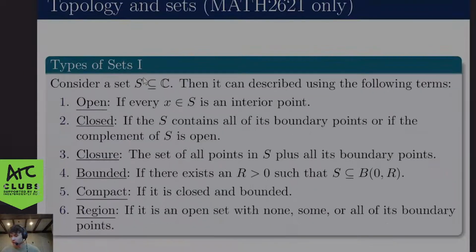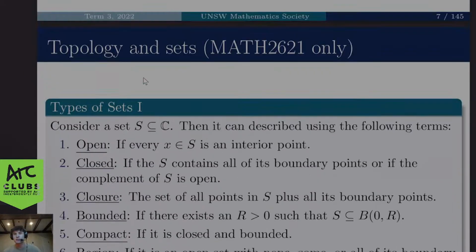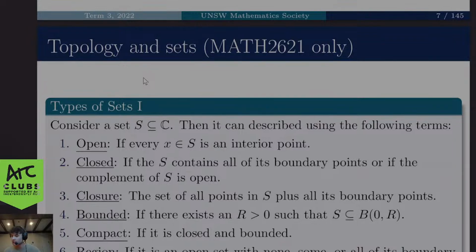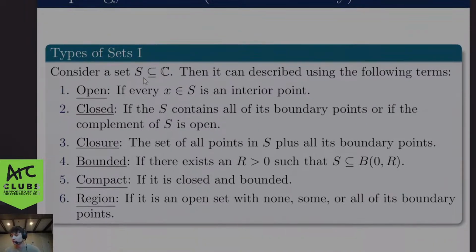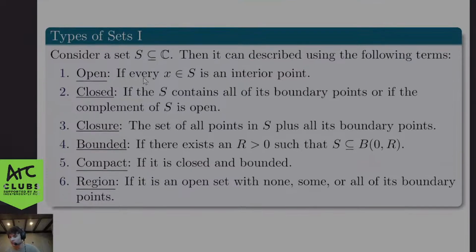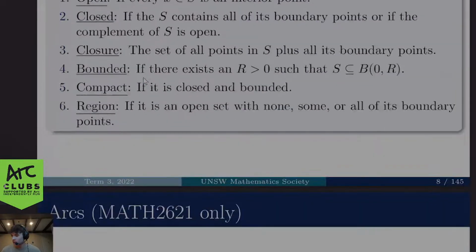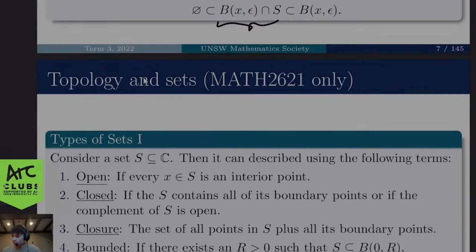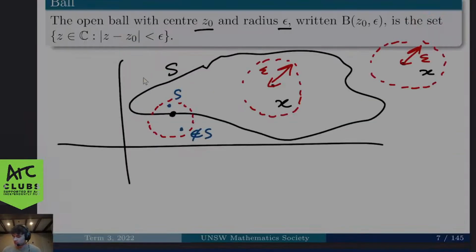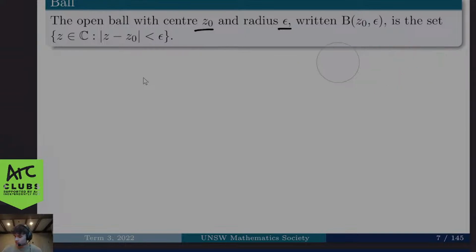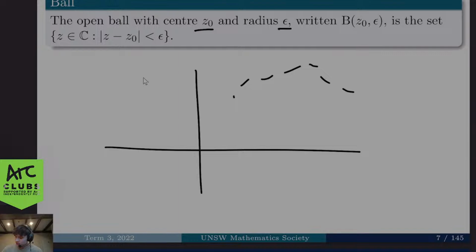Okay, so now we're going to be looking at some types of sets. So given some set, we can classify it in a number of different ways. And so the first one is an open set. An open set is a set where every single point is an interior point, okay? So that means, to reiterate, an open set, right? I'll just draw a quick example. An open set could be like this, okay?